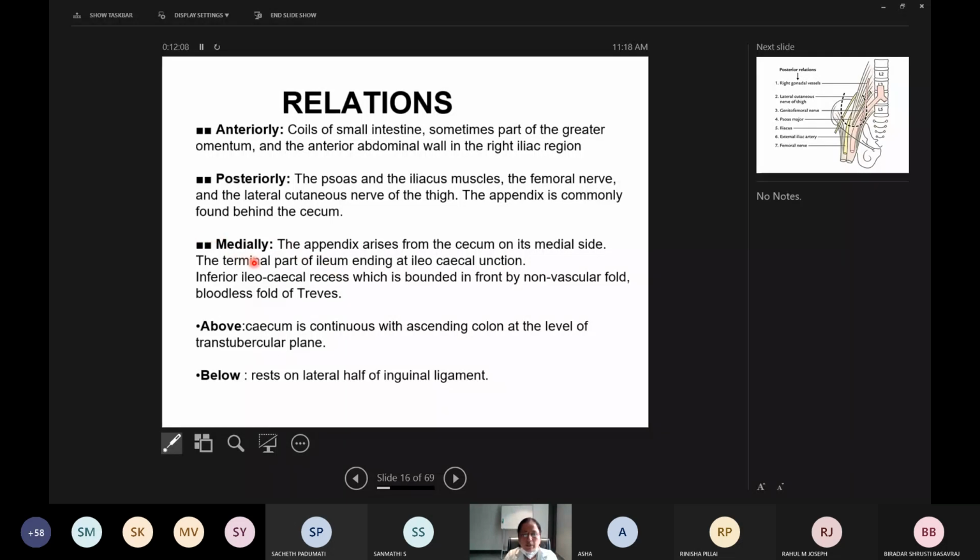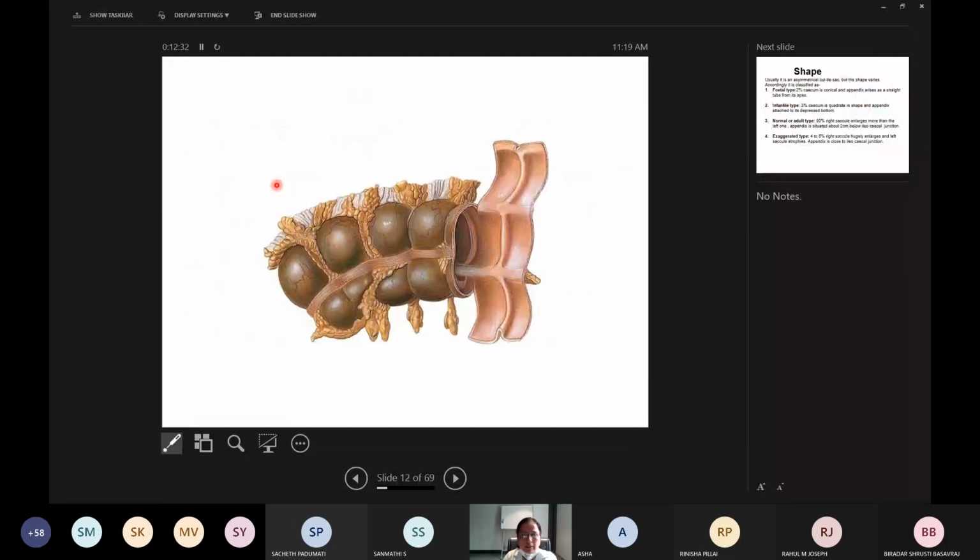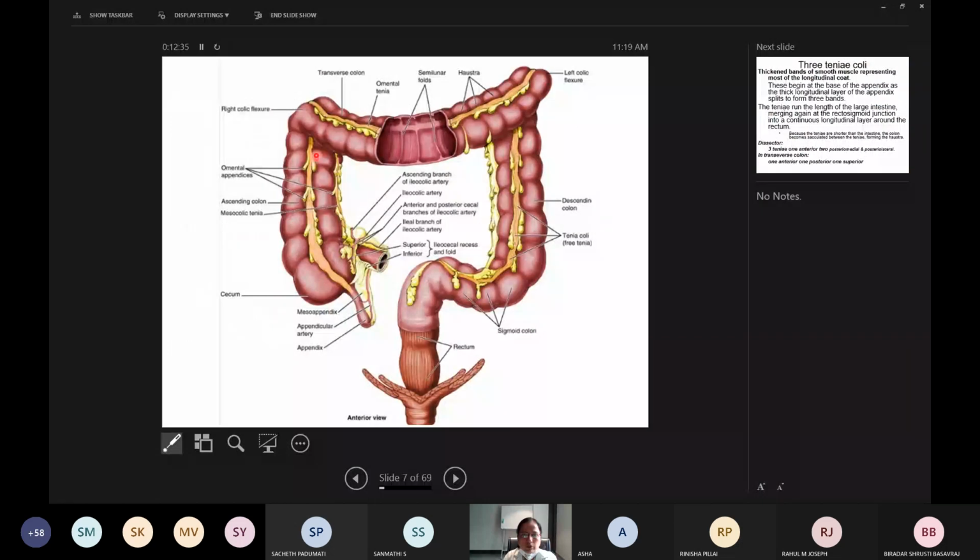Then you have medially. So medially what will be there? The appendix is there, which is arising from the cecum, and the terminal part of the ileum which is ending at the ileocecal junction. There is an inferior ileocecal recess which is bounded by a non-vascular fold called the bloodless fold of Treves. Above it will be continuous with the ascending colon, and below it will be resting on the lateral half of the inguinal ligament. So this is above, where it is continuous with the ascending colon. Medially it will be related to the terminal part of the ileum, and the appendix also will be arising from it.